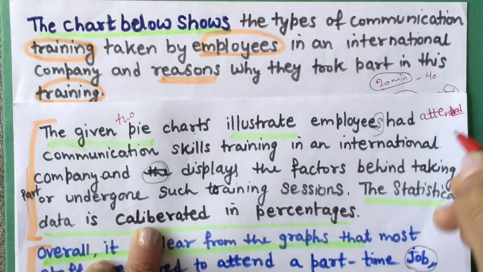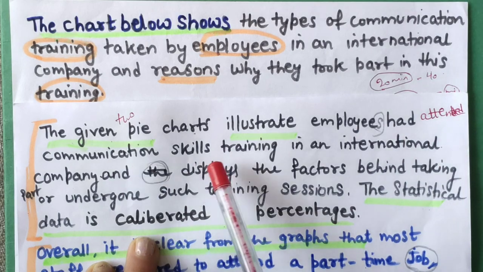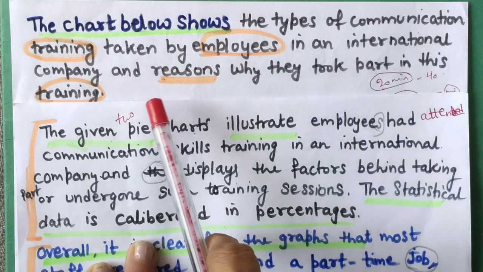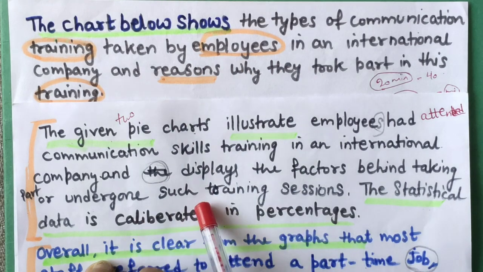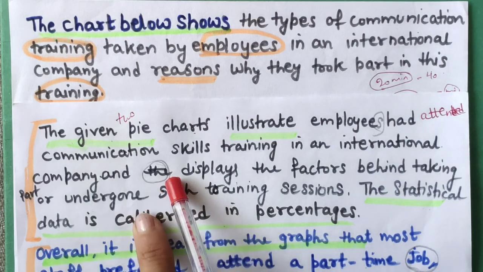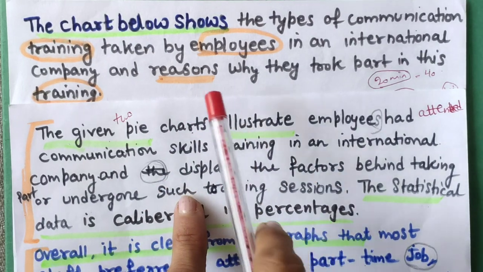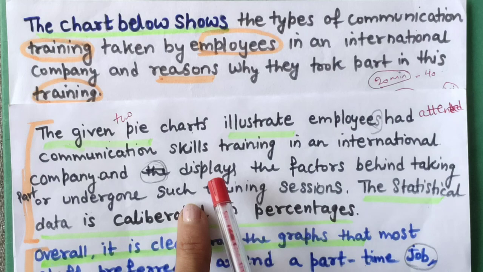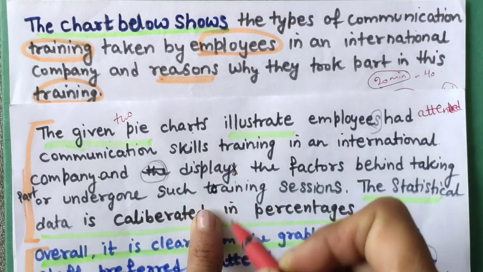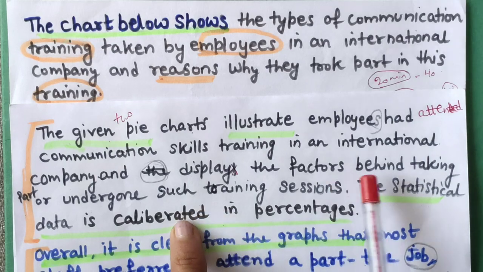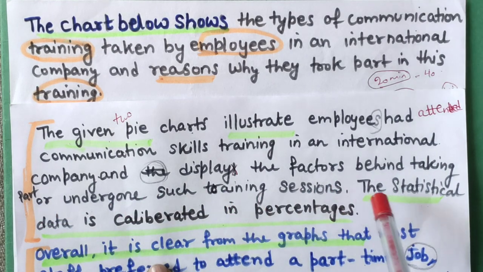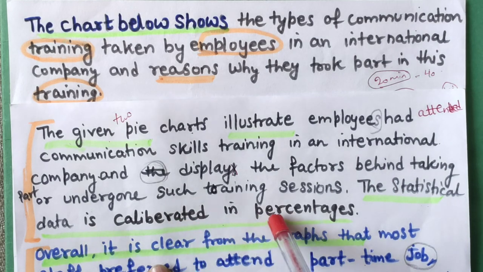So had attended communication skills training in an international company, as well as, you can also write, and displays the factors. Instead of reasons I have written displays the factors behind taking part or undergone such training sessions. The statistical data is calibrated in percentages.